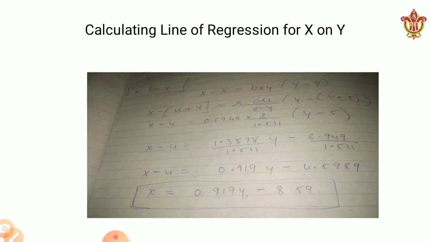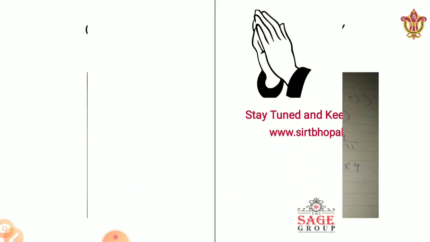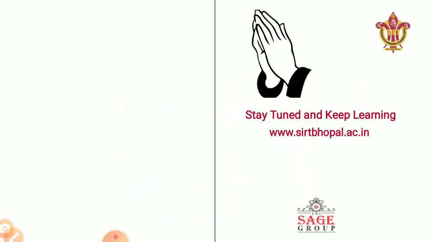So these two lines of regression, we need to calculate whenever we are working on any numerical which is based on regression. Whenever we are asked to calculate the regression value, we need to calculate the line of regression for both lines, that is for y on x and for x on y. I hope it is pretty clear to you. In our next lecture, we'll discuss more about this numerical, and we'll discuss more important concepts.